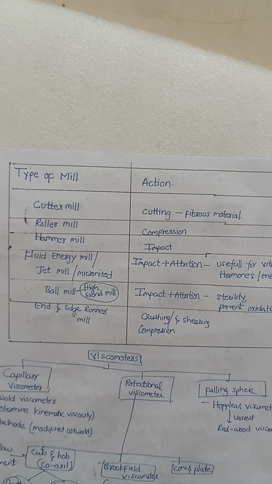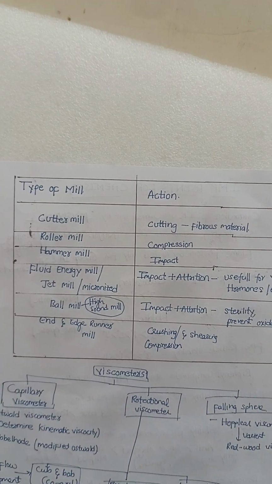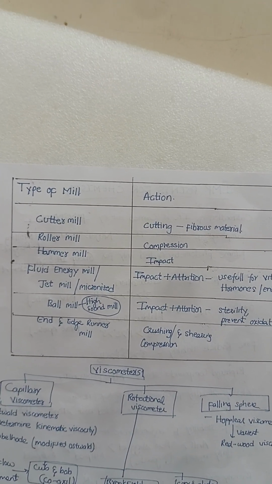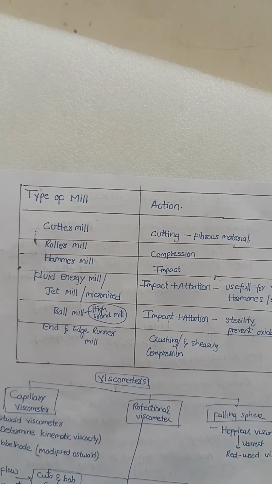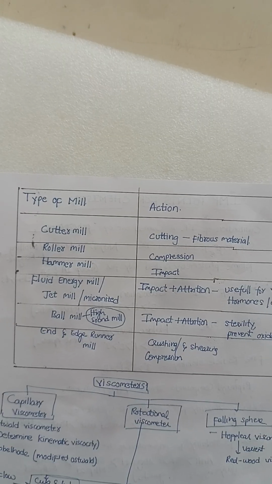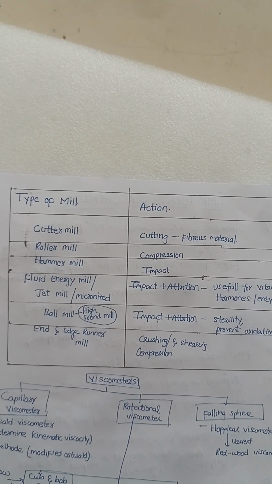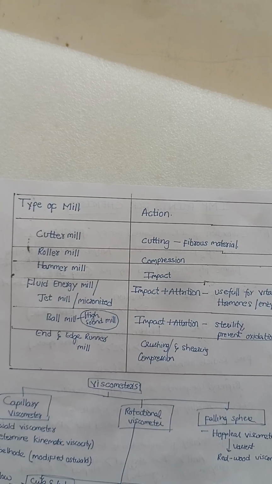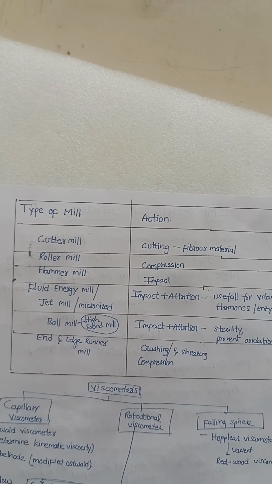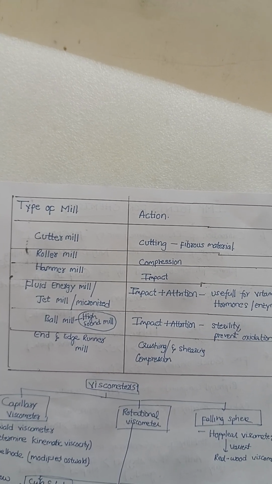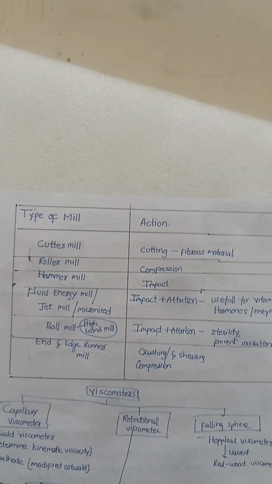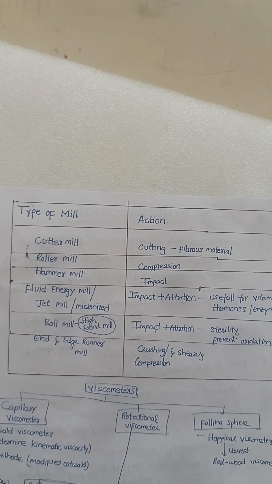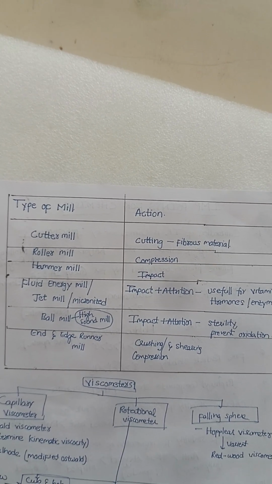In this video, I will discuss the types of mills and their mechanism of action. Generally, mills are used to reduce the size of your API. By reducing the size of your API, we can increase the surface area of your API, which results in greater absorption and greater bioavailability. So, size reduction is very important for API molecules or any drugs.